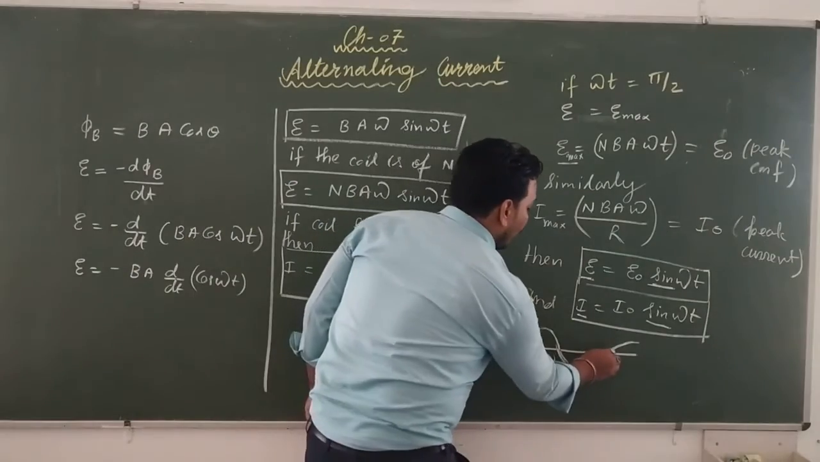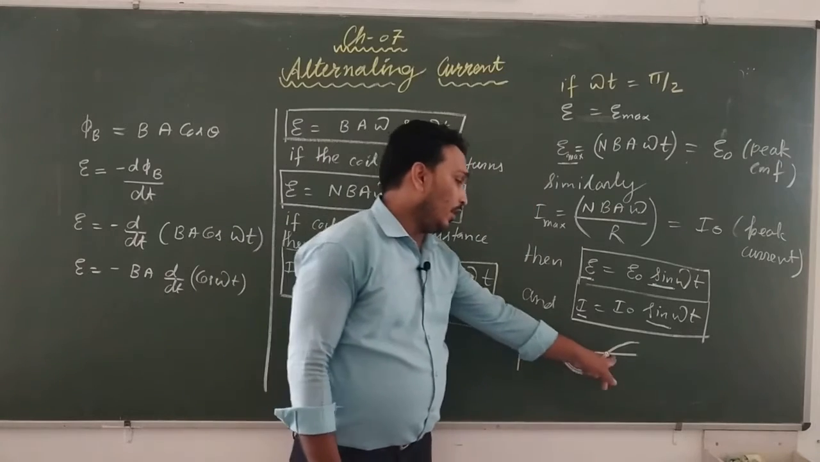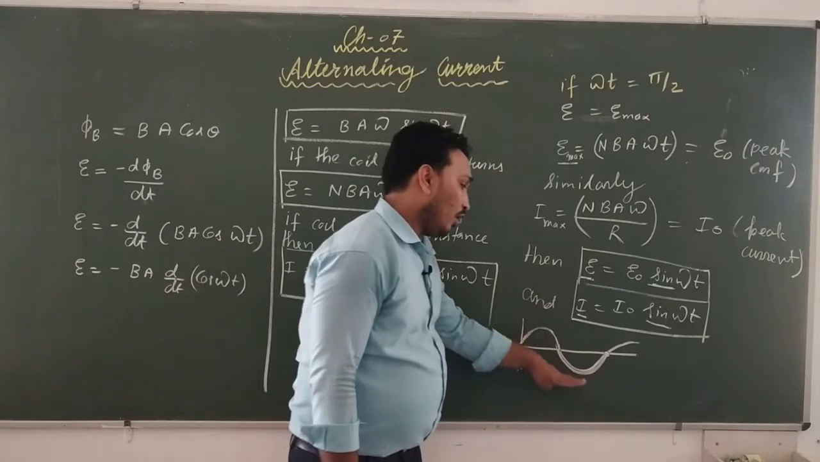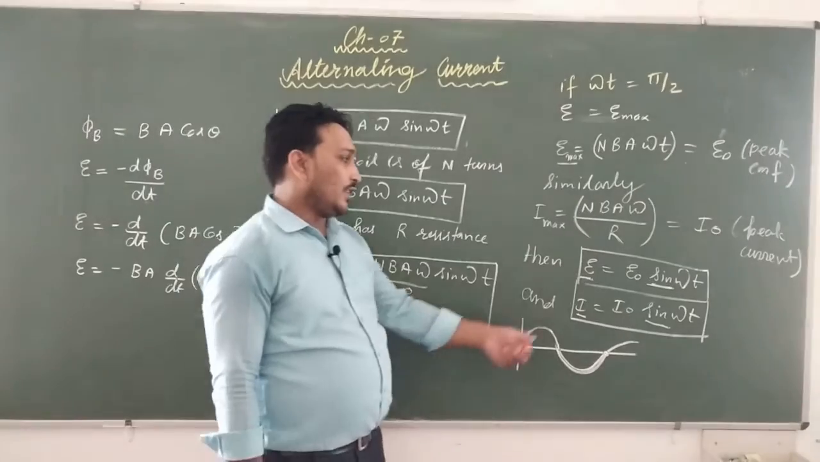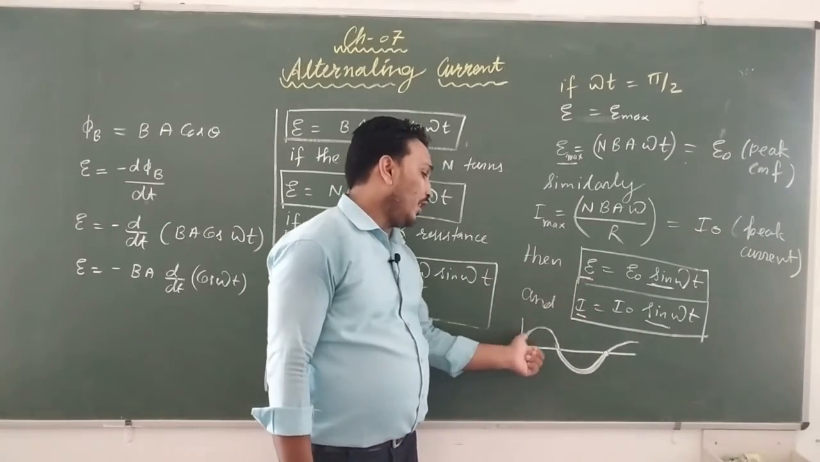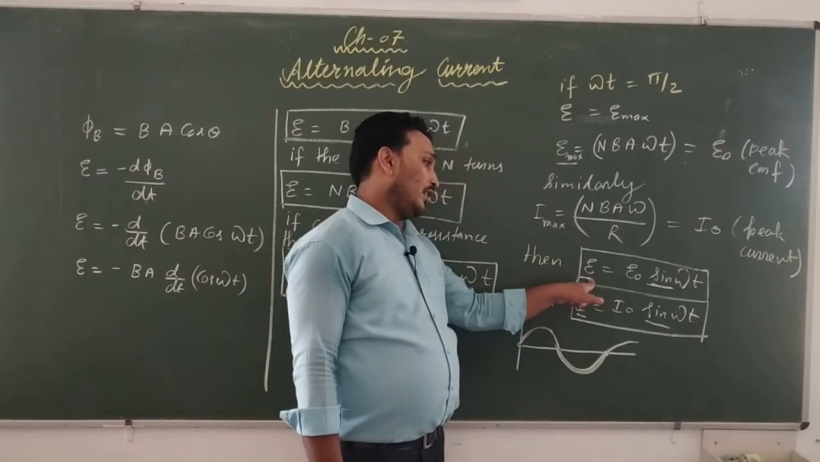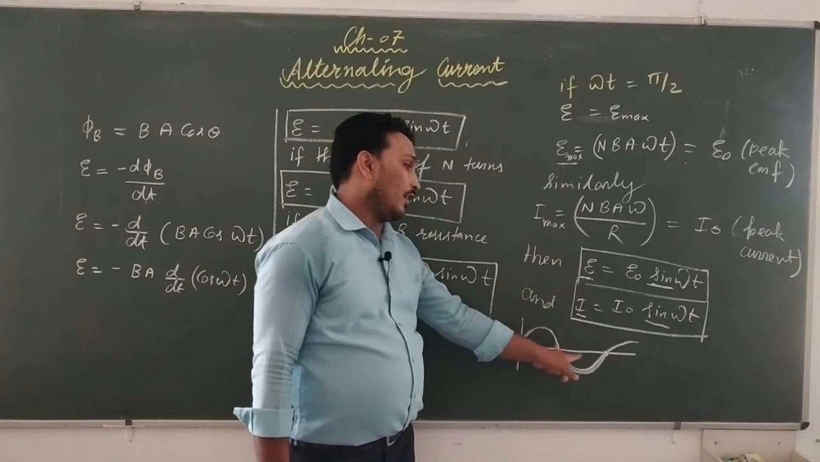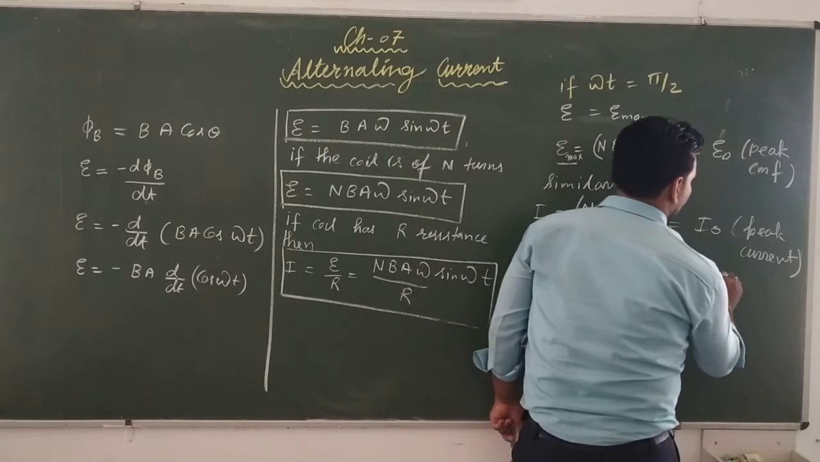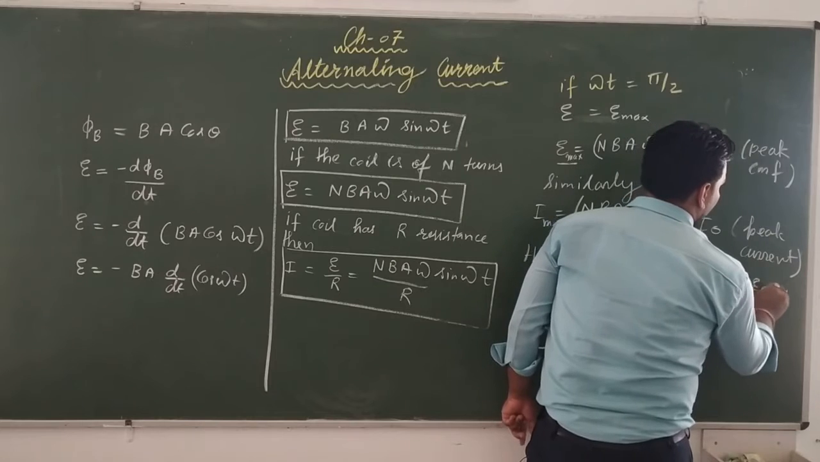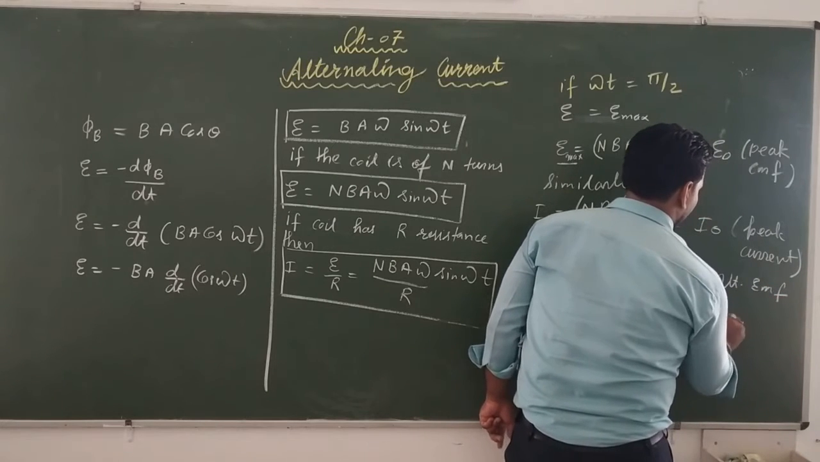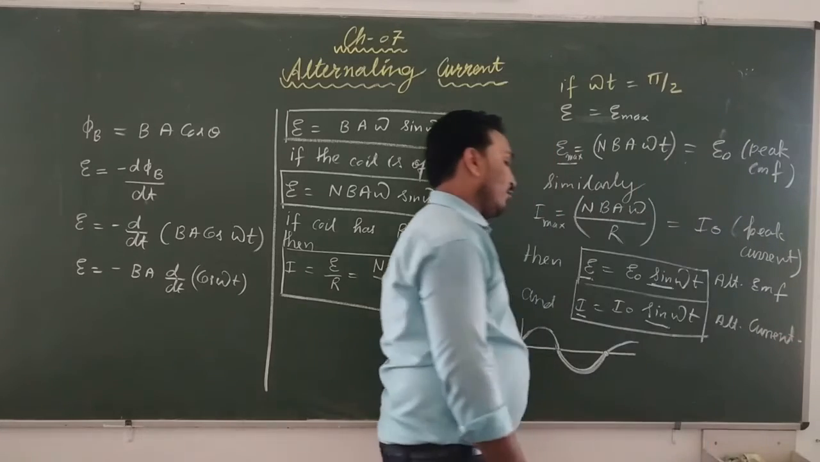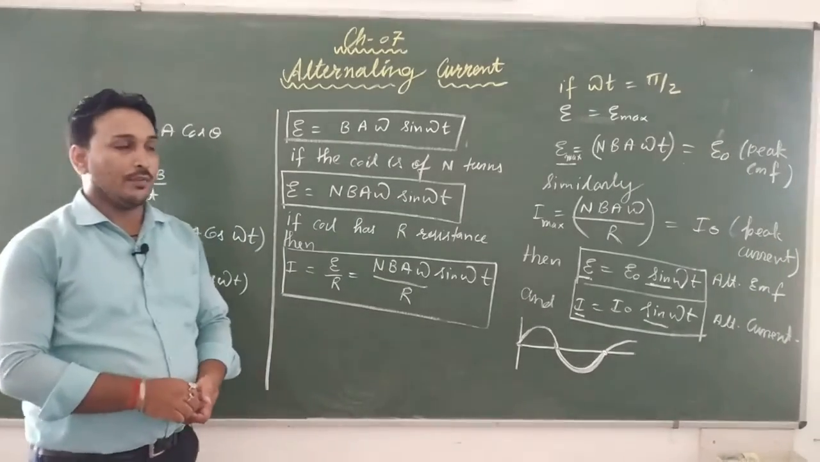From here till here, it is one complete cycle. From here till here, it is one complete cycle. For half of the cycle, EMF is positive, and for half of the cycle, EMF is negative. So basically, this EMF as well as this current change their direction after every half cycle, and that's why they are called alternating EMF, and this is called alternating current. Now let us try to understand the graphical representation of alternating EMF and alternating current.